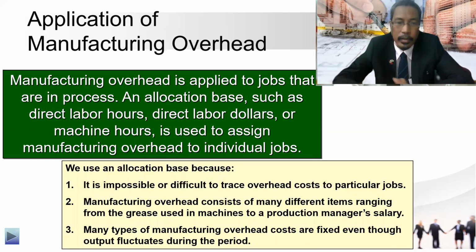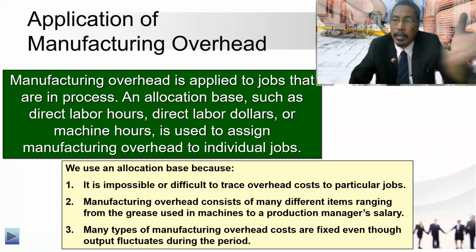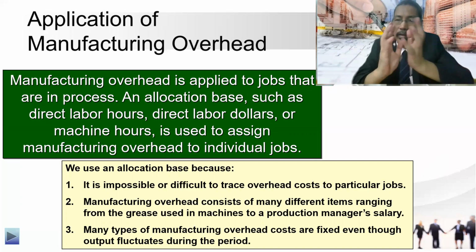We use an allocation base because it is impossible or difficult to trace overhead cost to particular jobs. It is very complicated and sometimes confusing. Manufacturing overhead consists of many different items, ranging from the grease used in machines to a production manager's salary. Totally different. Oil for maintenance is very different from a production manager's salary, but they are collated into the overhead of manufacturing cost.